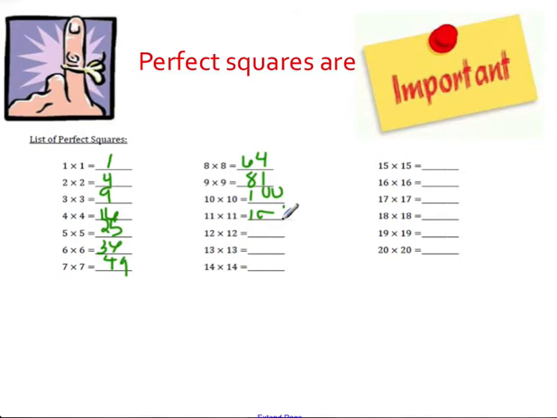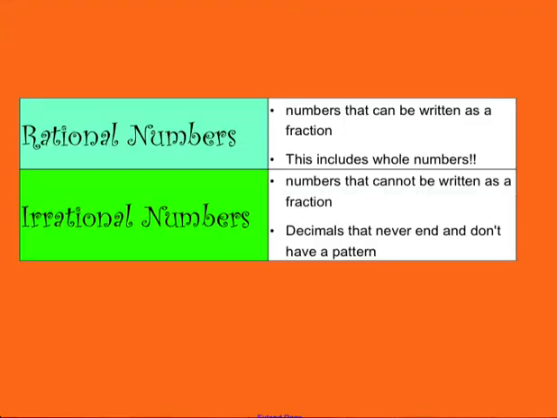100, 121, 144. That 121 is really silly looking. 169, 196, 225, 256, 289, 324, 361, and 400. So I want you guys to have these lists out in front of you. If you don't have your perfect squares identified or you don't memorize what they are, you have them there for you on this note sheet. So you can use that later. So have that out.